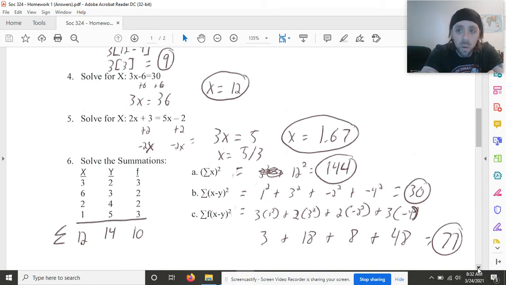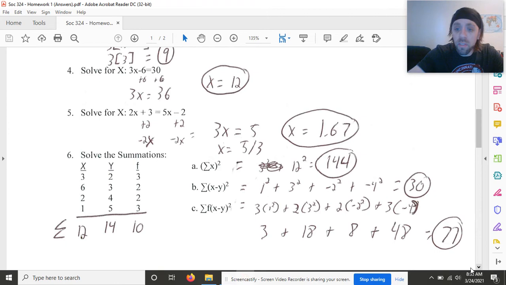So follow your order of operations: parentheses, exponents, multiplication, division, addition, subtraction. In that order, left to right. Follow your parentheses especially because those are used to divide terms within any type of complicated equation. Okay. Let me know if any of that is confusing or unclear.